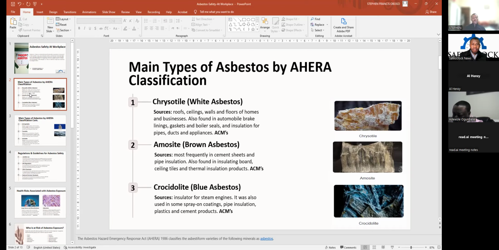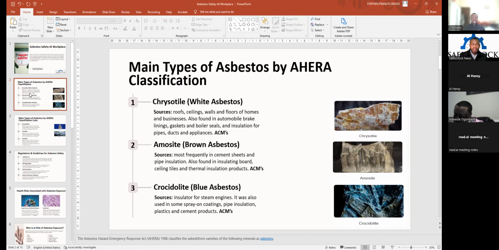And the first one is the most common type of asbestos, which you could find in so many forms of materials. It's called chrysotile, and it's popularly called the white asbestos. The sources where we can get this asbestos are roof materials, ceilings, walls, and floors of homes and businesses. Also, they are found in automobile brakes.